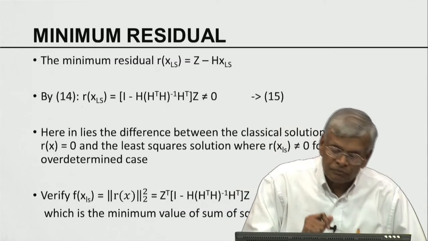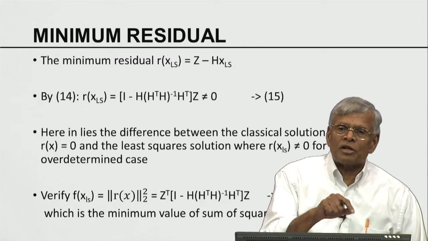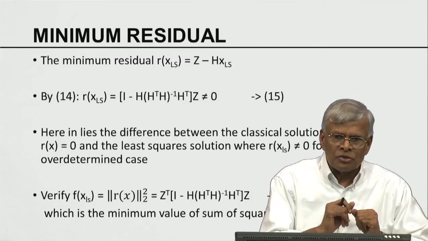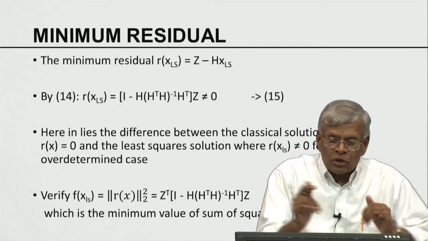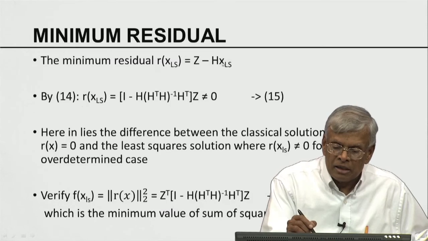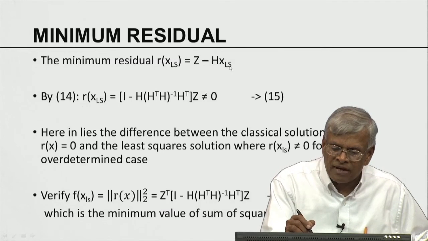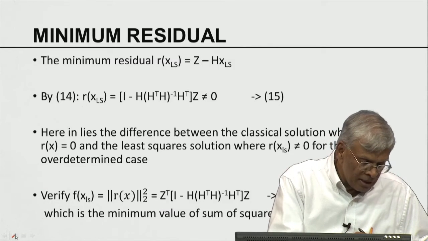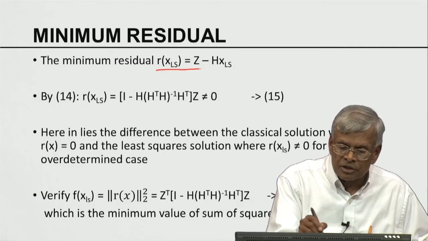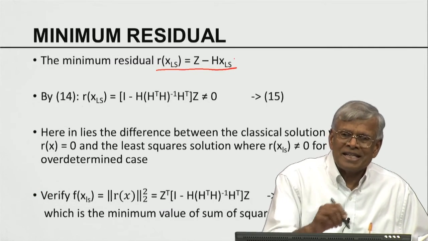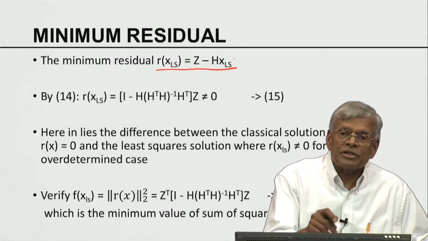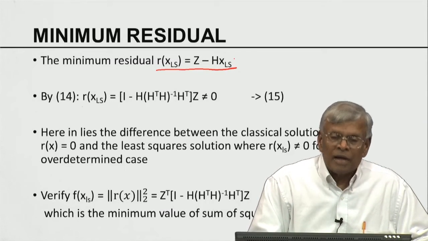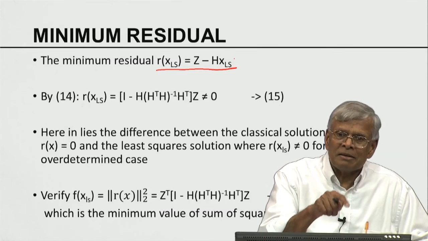Now, the least square solution is not a solution in the classical sense. The left hand side is not equal to the right hand side. I said it has to be close. I want to find out how close they are. So, I am going to substitute x LS in terms of x. So, z minus H x LS is the residual at the minimum. This residual is a vector, and what does the theory guarantee? This theory guarantees this is the residual whose length is the minimum. And what is the length of this minimum length vector?